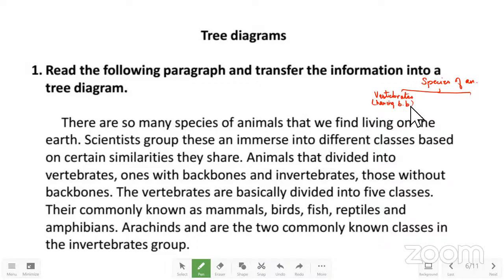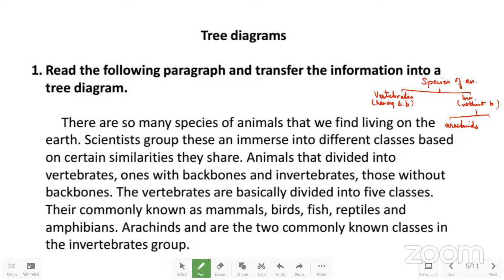And invertebrates are without backbone. These invertebrates are divided into 2 only. One are arachnids. The other, I'm sorry, children, there's a print mistake in your textbook. I did not notice it. Last time I had said, but I forgot to correct it.